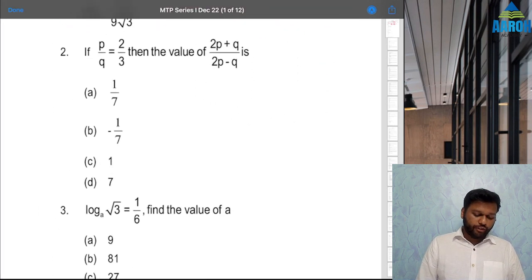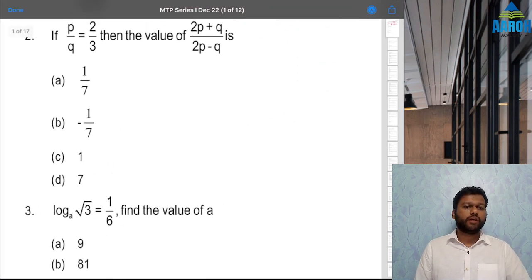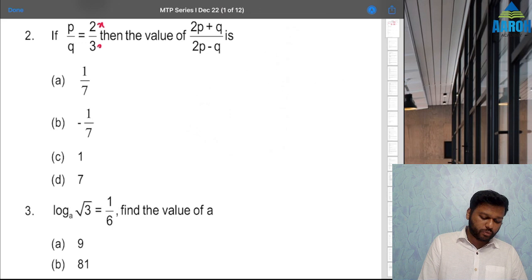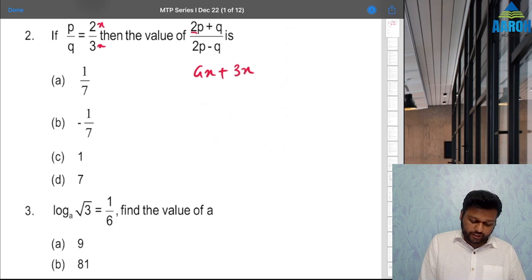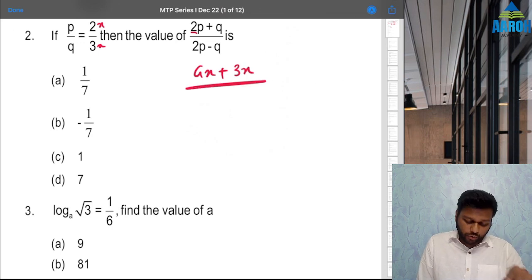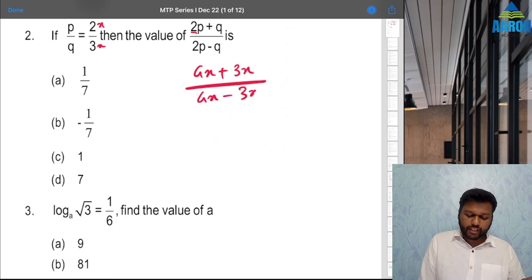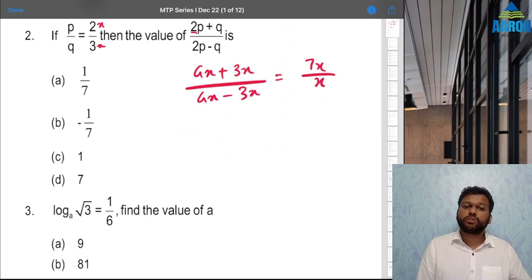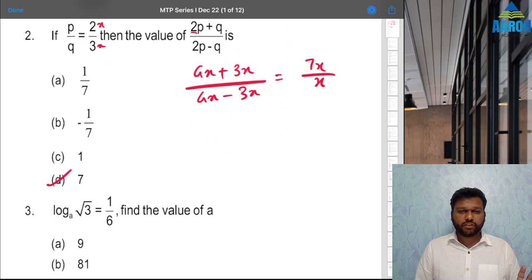Question 2. If P by Q is 2 by 3, then what is value of that? Fine, let's assume as 2x and 3x. So 2P will be what? 2 into 2x, that is 4x, plus Q is 3x. Upon 2P is 2 into 2, 4x, minus Q is again 3x. So 4 plus 3, 7x. 4 minus 3, 1x. So 7 by 1, 7 is the correct option.